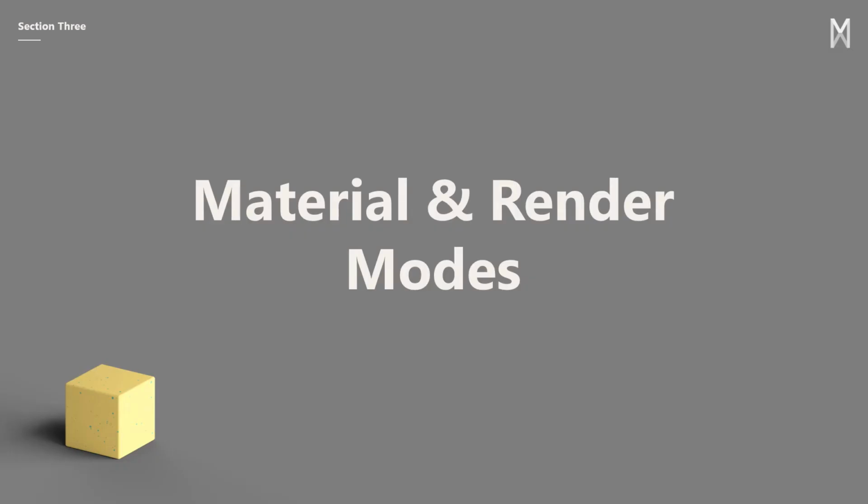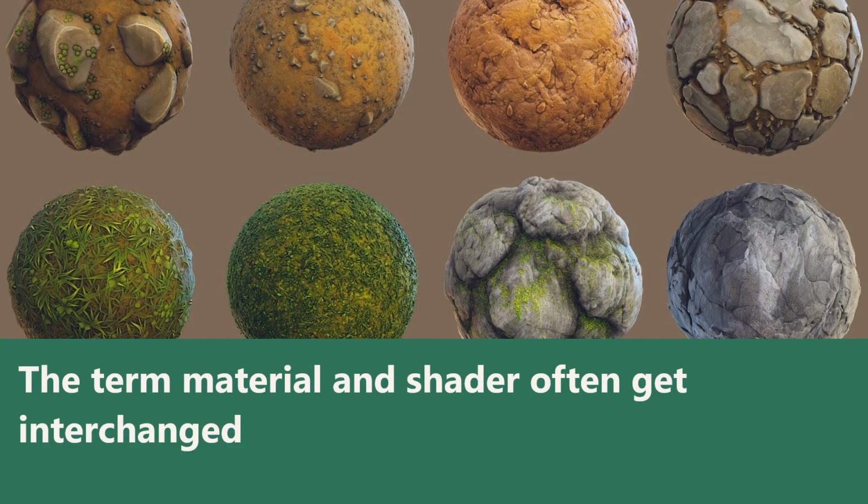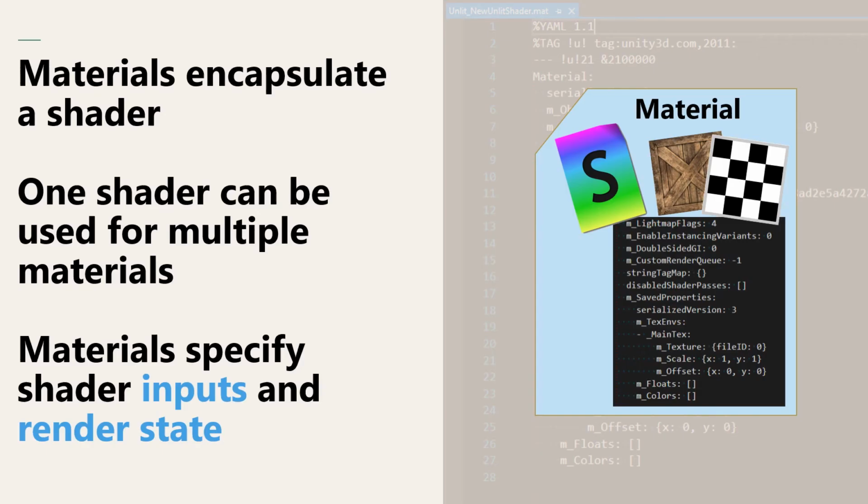From here, let's talk about materials and render modes, which go hand in hand with shaders. The terms material and shader often get interchanged or confused with each other, and they're not quite the same, which we'll explain. Materials are more properly defined as something that encapsulates a shader, or a container around a shader. You can use one shader for multiple different materials, and materials specify the inputs that are passed into the shader, as well as any render state that the graphics API should be notified of.